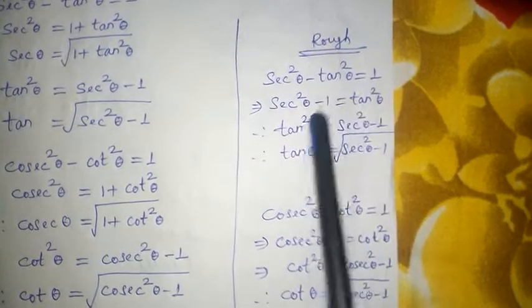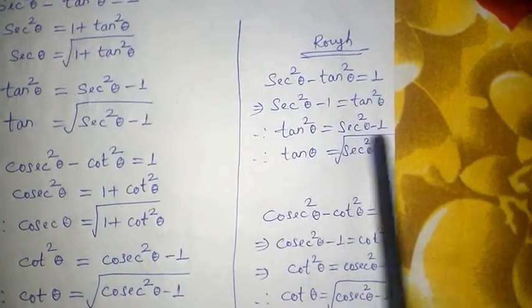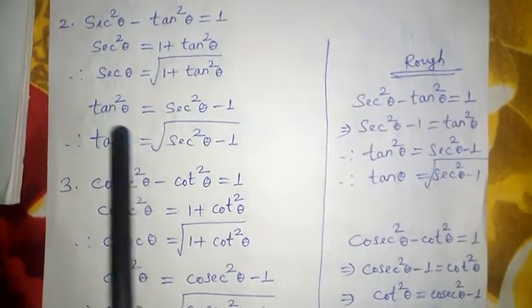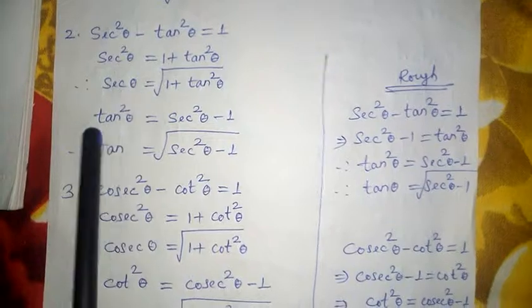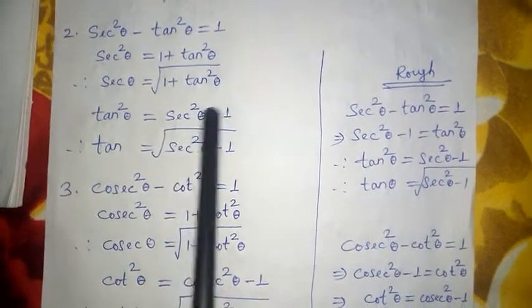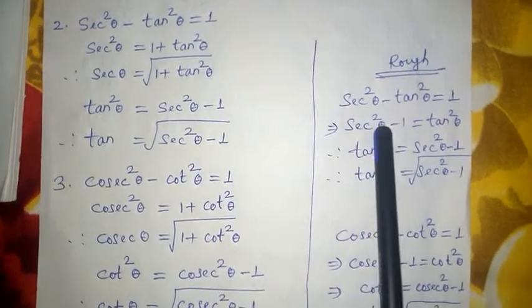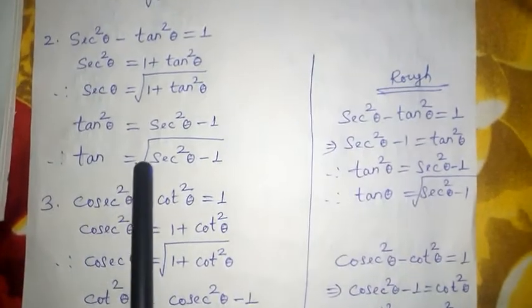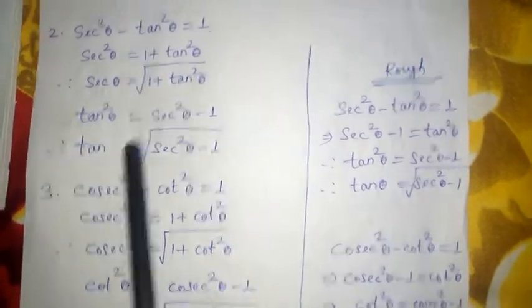That means this portion I brought here and this portion I brought there. Same thing I have done here: tan square theta equals sec square theta minus 1. And if you remove the square, we get a root. Same thing I have done in the rough also. So tan theta equals root over sec square theta minus 1.